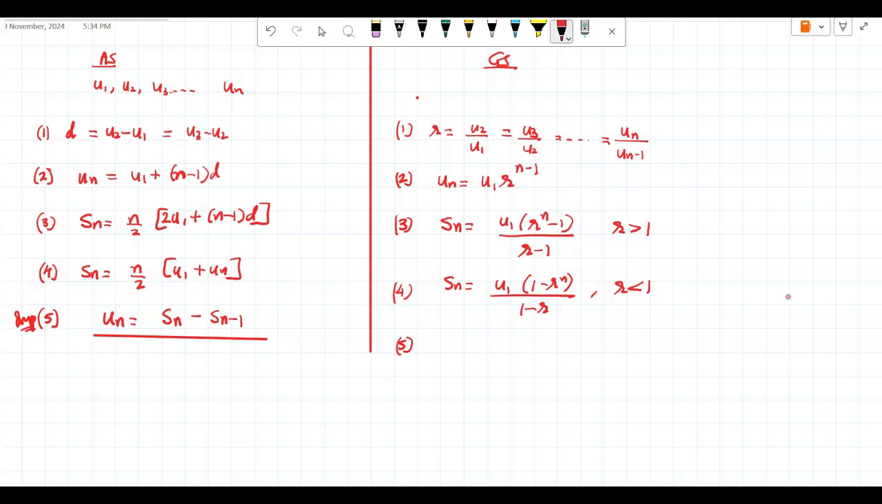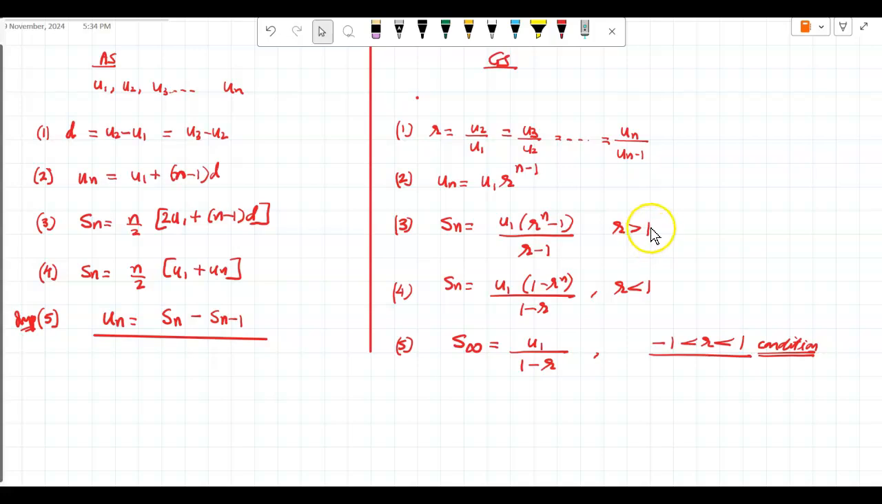Yes, that is if you want the sum of infinite terms, it is u1 over 1 minus r. This is the condition: your r should lie between minus 1 and 1. Remember, this is the condition that should apply for the sum of infinite terms to exist. So I must have written that over here. You use this formula when r is less than minus 1 basically. In the bigger scheme of work, it won't matter.